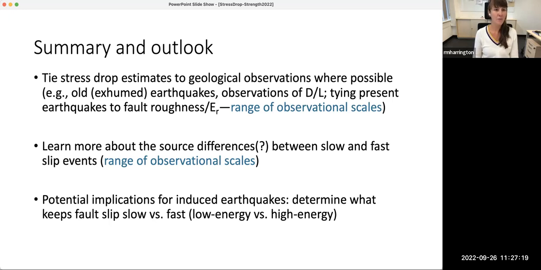And I'd like to also learn more about source differences between slow and fast earthquakes. And again, that probably ties into the first point too of things that we'd like to have. This probably would have potential implications also for induced earthquakes. As I said, I think we're learning a lot from them. There's no reason to believe that they're physically different than the tectonic variety of earthquakes. And I think that there's probably a lot still to be learned about what the differences are between slow and fast slip, and what the factors are which change it.